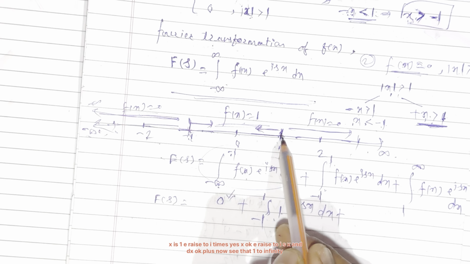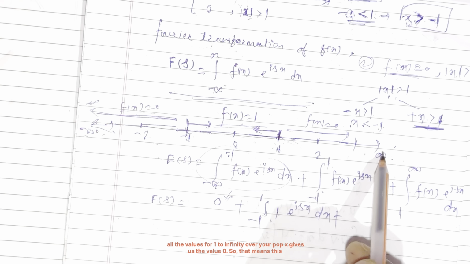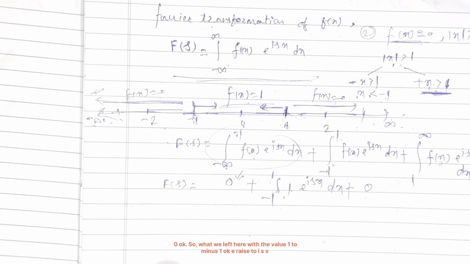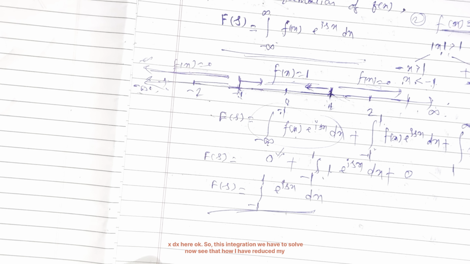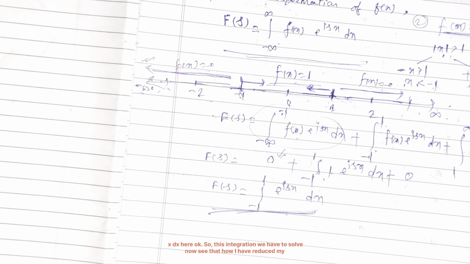Now for 1 to infinity, all the values give us f of x equal to 0. If f of x is 0, that means the entire integration goes to 0. So what we are left with is the integral from minus 1 to 1 of e raised to isx dx. This integration we have to solve.